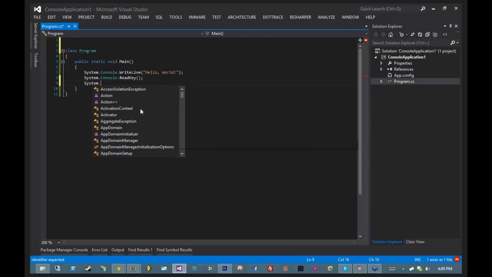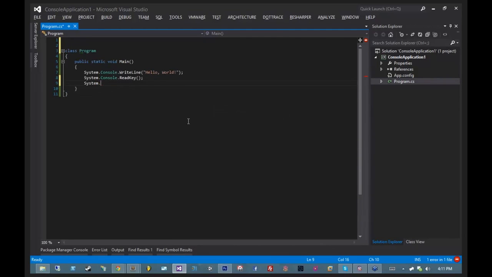Okay, so what we have here is an example of the things that are provided underneath the system namespace. Like I said before, the system namespace is primarily what the BCL is going to be found under. So anyways, as Nelson was just demonstrating, by putting that period at the end, it shows you everything that we have access to inside of system.